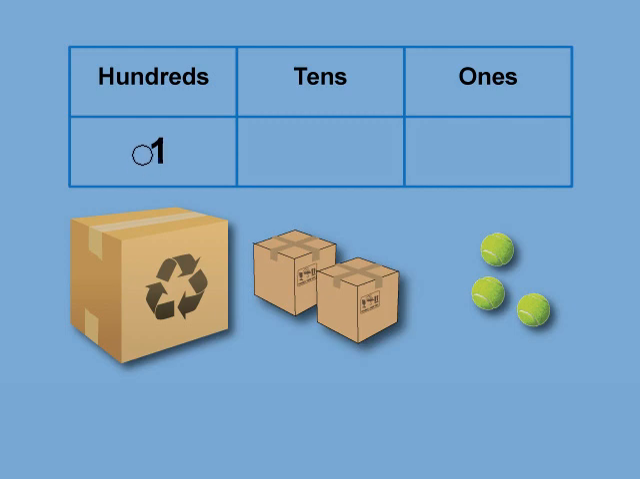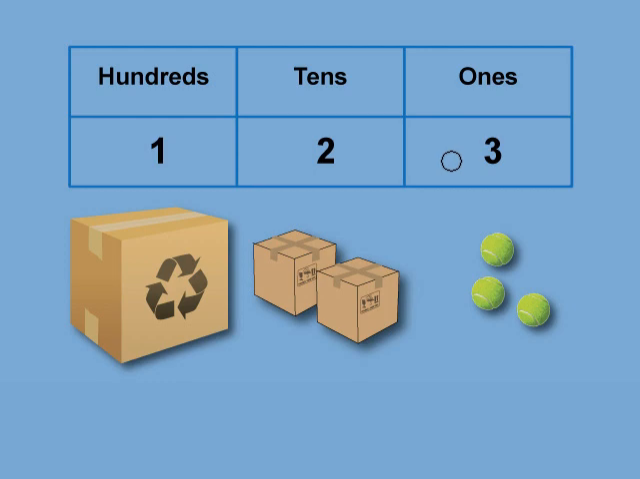The number of large boxes represents the digit in the hundreds place. In this case, there is a 1 in the hundreds place, as shown here. The number of small boxes represents the digit in the tens place. In this case, there is a 2 in the tens place, as shown here. Finally, the number of loose tennis balls represents the number that goes in the ones place. In this case, there is a 3 in the ones place, as shown here.